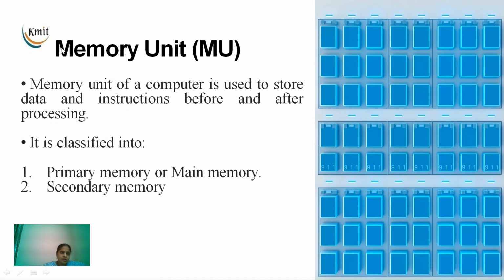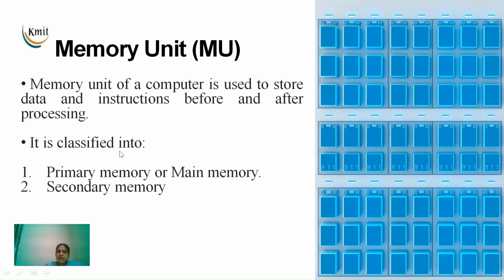Next, an important unit of your CPU is the memory unit. The memory unit of a computer is used to store the data and instructions before and after processing. Once a user gives the input data and instructions that need to be processed, they are first stored in the memory unit, and then processed or executed by the CPU. Once the execution is over, the results are again stored in the memory unit before being given as an output to the user. So it is responsible for storing the data and instructions before processing and after processing.